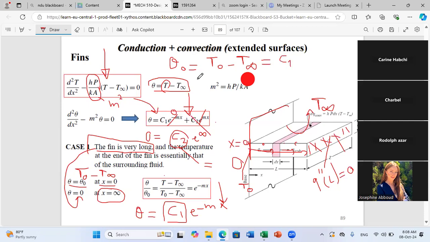And then I can say that my equation is of the following form. So theta is equal to theta 0 times exponential minus mx. This is the solution for this particular case, okay? And if you take theta 0 to the other side, you get theta over theta 0, which is T minus T infinity over T0 minus T infinity, equals exponential minus mx. So this is the solution for our first case, okay? Any question on this?